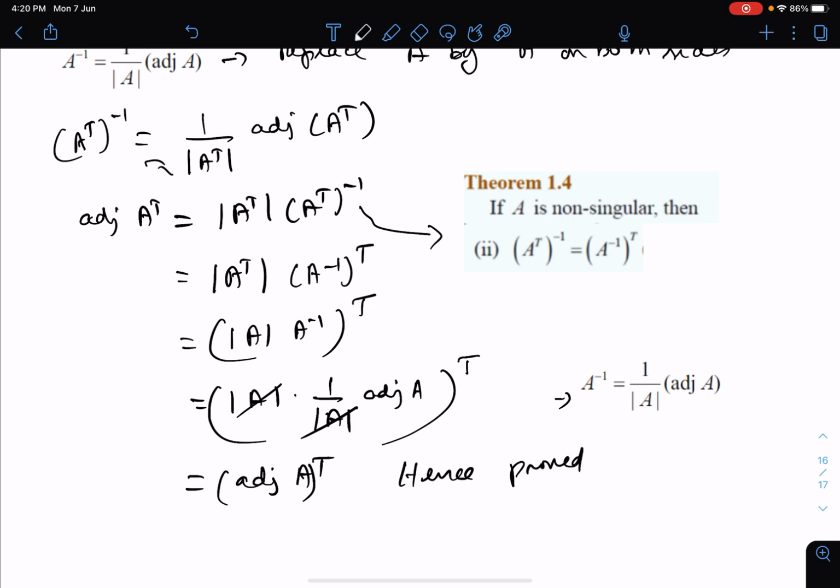So we have proved all the 6 statements. These 6 statements are very, very important, so you have to keep them in mind. I hope you understood that easily. Thank you.